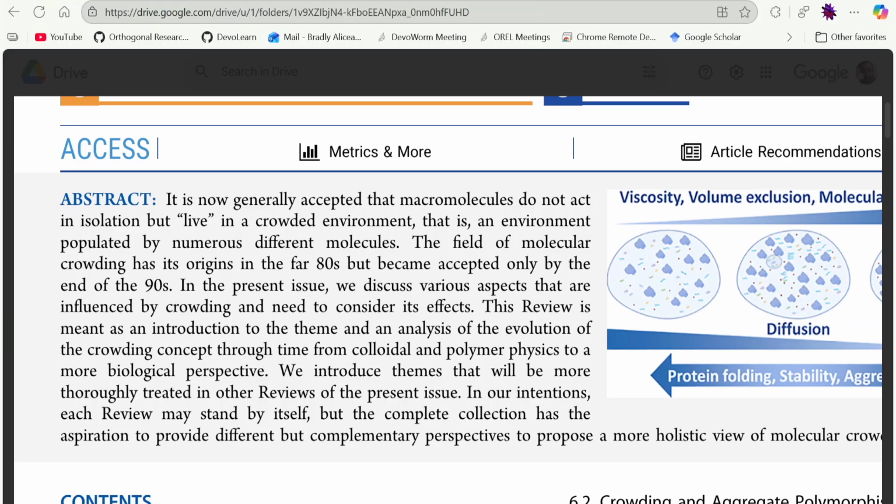It is now generally accepted that macromolecules do not act in isolation, but live in a crowded environment. That is, an environment populated by numerous different molecules. The field of molecular crowding has its origins in the late 80s, but became accepted only by the end of the 90s. In the present issue, we discuss various aspects that are influenced by crowding and the need to consider its effects. This review is meant as an introduction to the theme and an analysis of the evolution of the crowding concept through time, from colloidal and polymer physics, as we saw in the vesicle paper, to a more biological perspective.